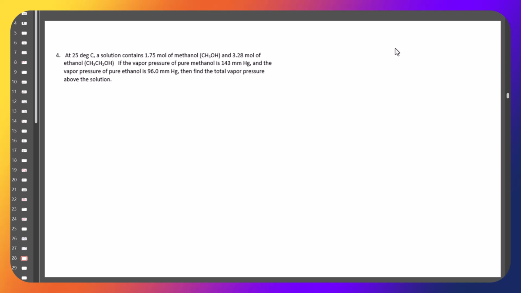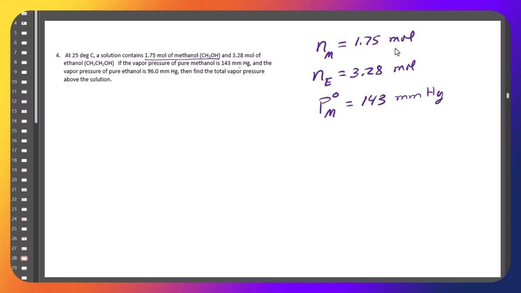Okay, so the total vapor pressure calculated from pure vapor pressures, we can use Raoult's law. So let's assign some variables and numbers to what's given in the problem. This is really the first thing here. 1.75 moles of methanol. We use n for moles, I'll use M for methanol. Second thing given is moles of ethanol, n for moles, E for ethanol. Vapor pressure of pure methanol, P for vapor pressure, M for methanol, 0 for pure. And the last thing, vapor pressure of pure ethanol, P for pressure, E for ethanol, 0 for pure, 96.0.